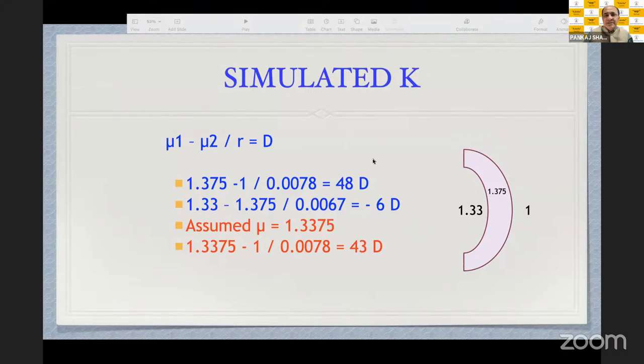So the basic assumption in simulated K is that the posterior surface and the anterior surface are parallel and the cornea is very thin. If the cornea is thick and the posterior surface is not conforming to the anterior surface, this gets haywire. Can anybody tell me any disease name in which the posterior surface of the cornea gets affected and it is not conforming with the anterior surface? Anybody?